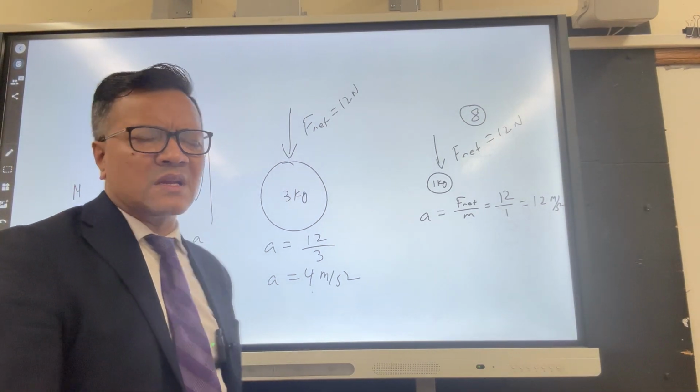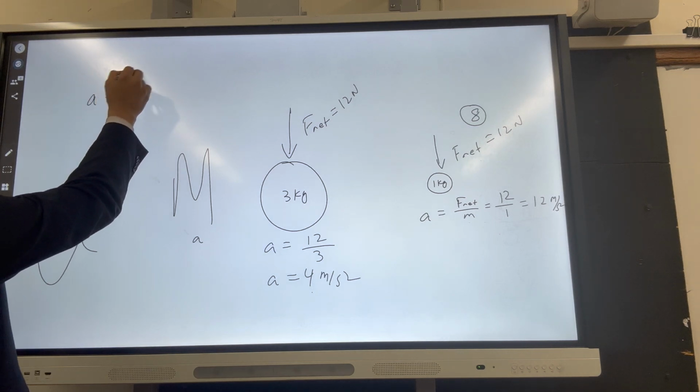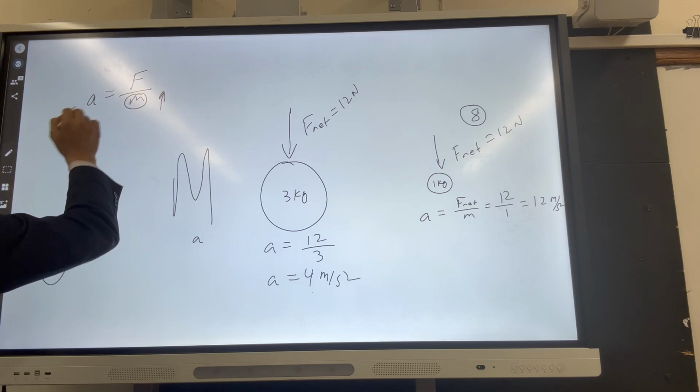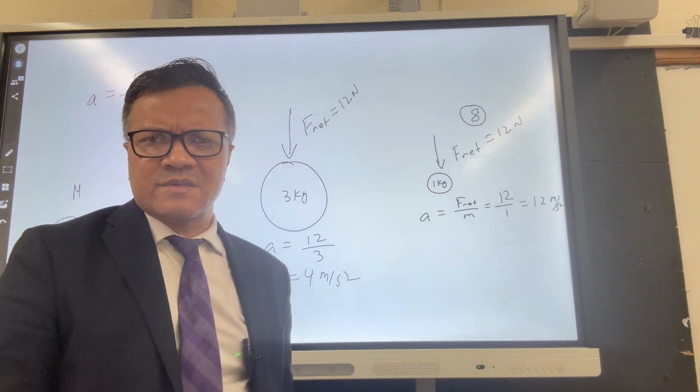Mass is inversely related to acceleration. As mass goes big, acceleration goes small. Okay, so that is Newton's second law.